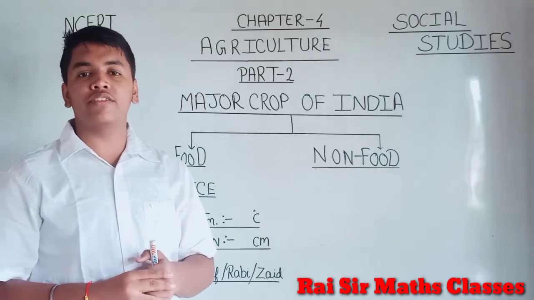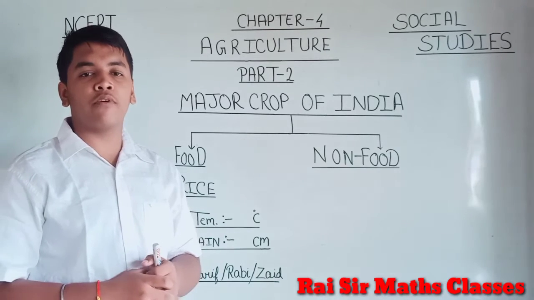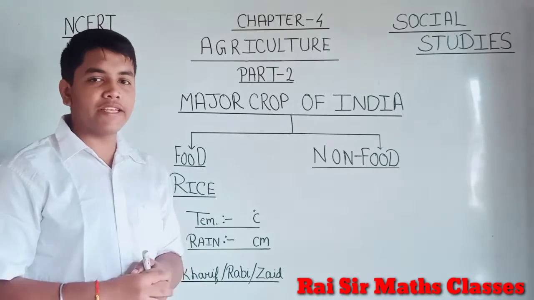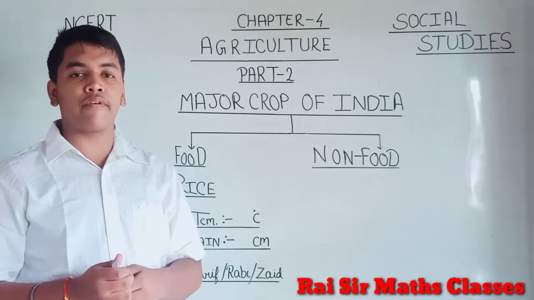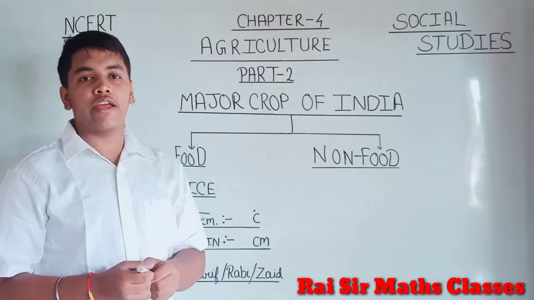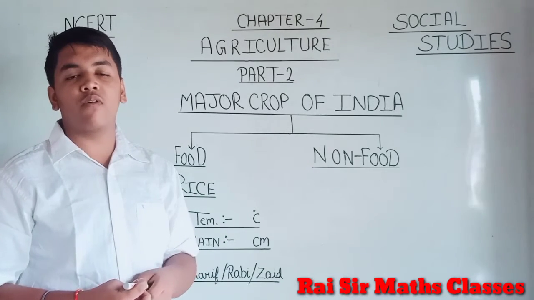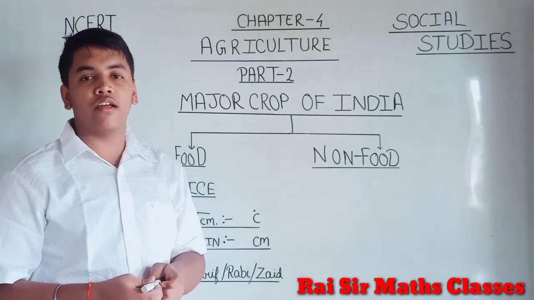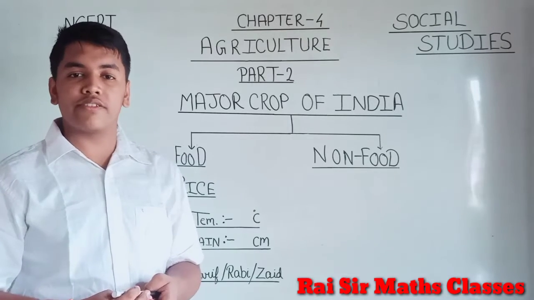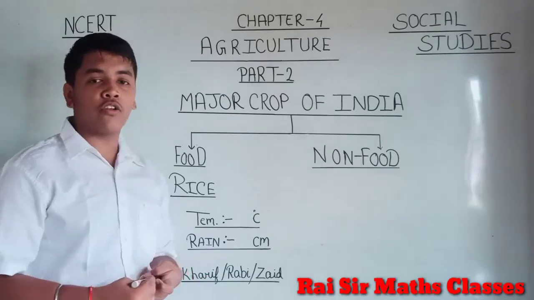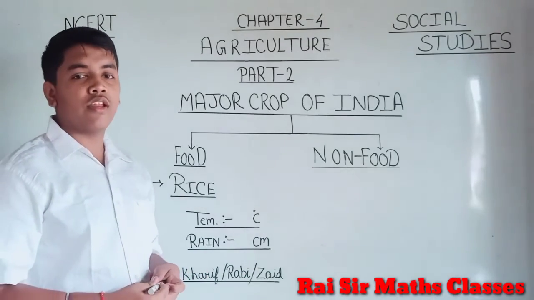Which type of climatic condition, or we can say geographic condition, does it require? Basically it is a kind of kharif crop. Why is it a kharif crop? In my previous video I told you kharif crops are the crops which require more water than the other two, Rabi and Zaid crops. It requires more water than both of the remaining.